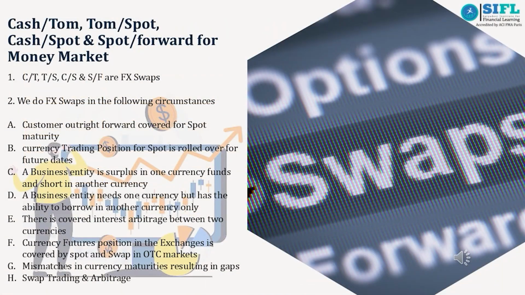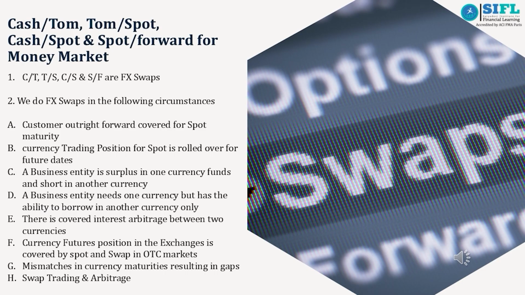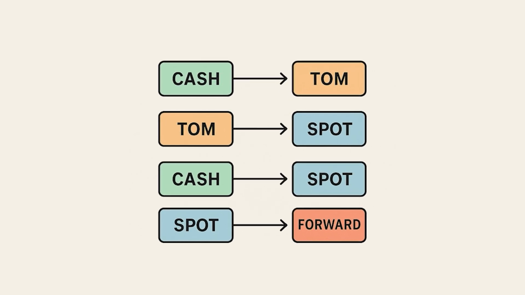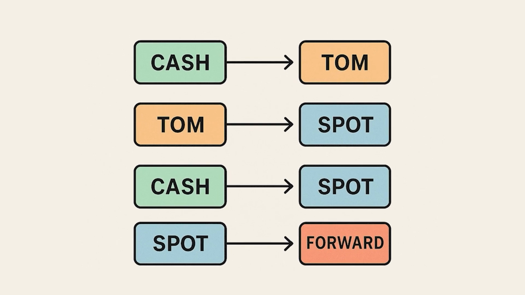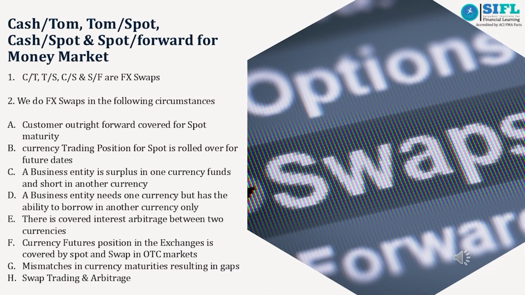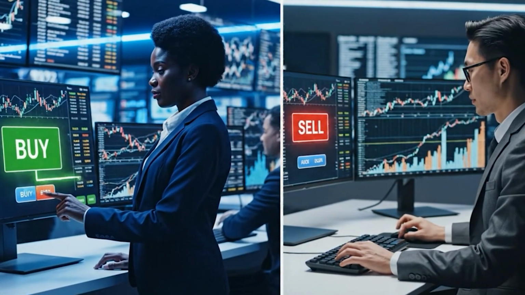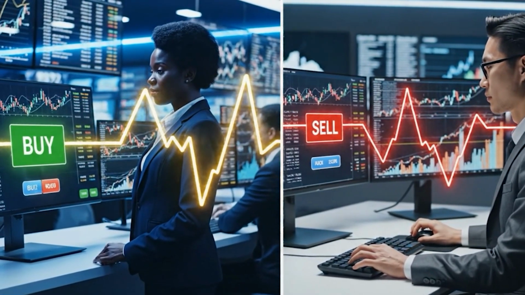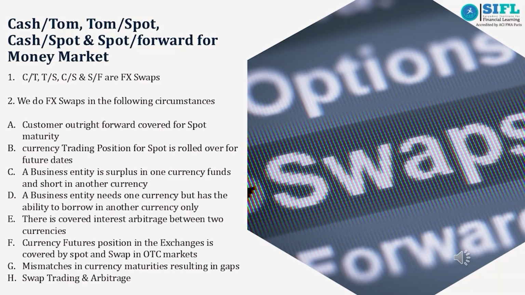Now let us move to the concept of FX swaps in the money market. When we talk about FX swaps, you'll often hear terms like cash term, term spot, cash spot, and spot forward. These are simply combinations of 2 legs, a near leg and a far leg, which are nothing but 2 opposite transactions in foreign exchange.